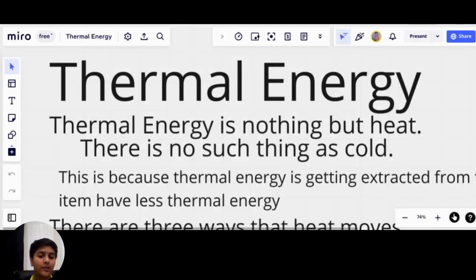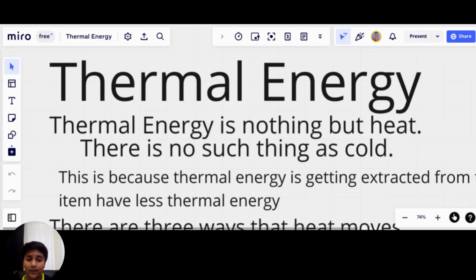So first we need to know what thermal energy is. Thermal energy is nothing but heat. And I might be lying if I say this. Well, technically what I meant to say was I'm not lying because there is no such thing as cold.